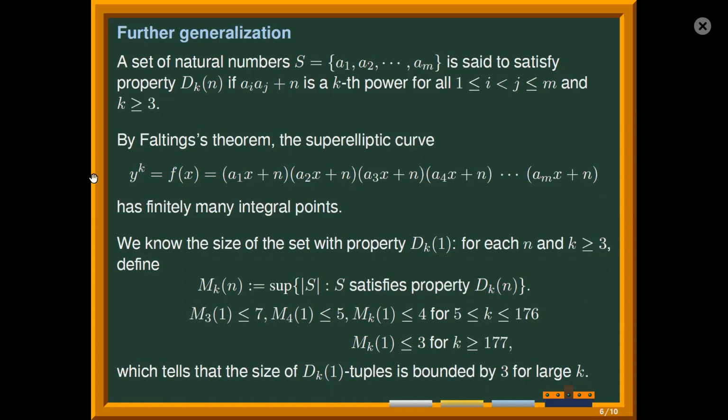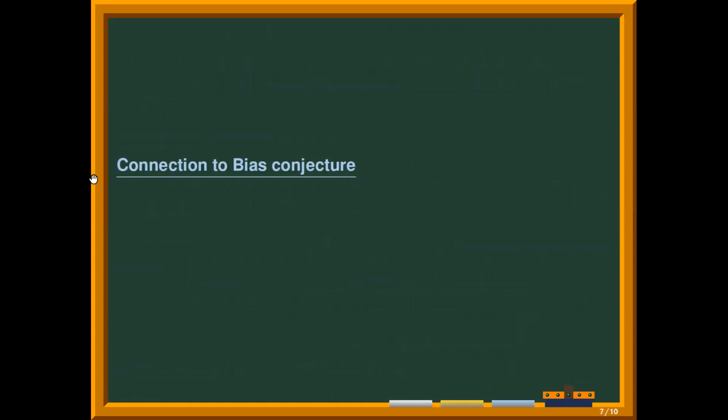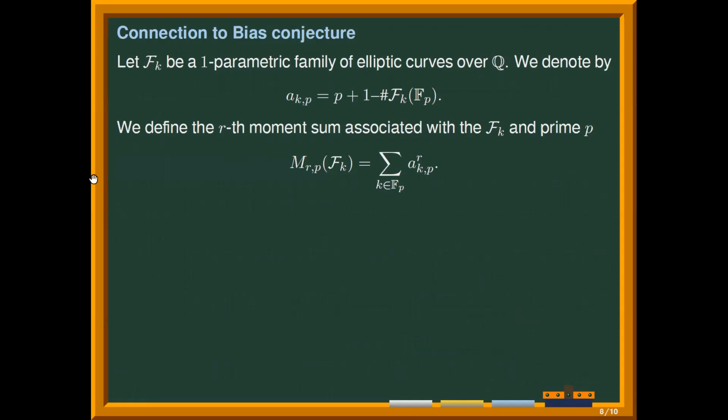So how can we study this? There are many ways to study this, but in this project, what I'm interested in is its connection to the bias conjecture. The bias conjecture is stated in a slightly technical way. It's a conjecture arising from elliptic curves, formulated in the thesis of Steve Miller, who is one of the other potential collaborators for this project.